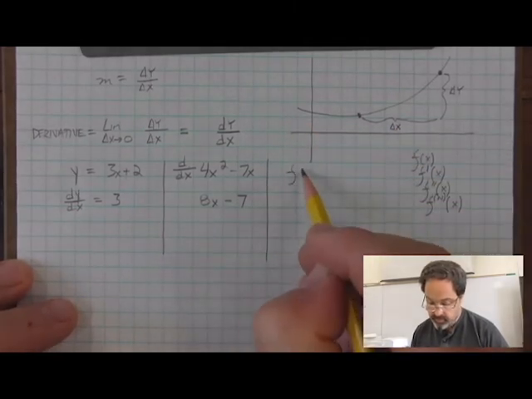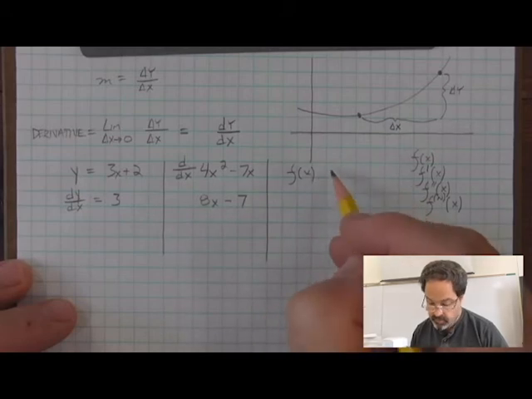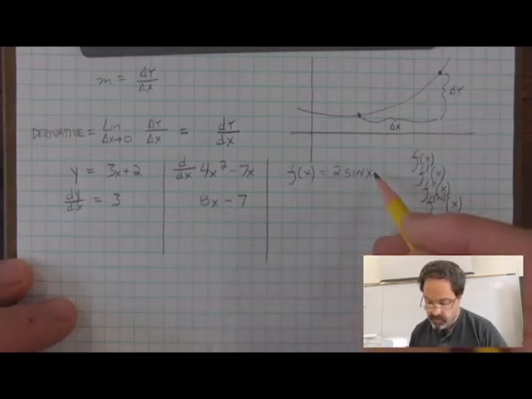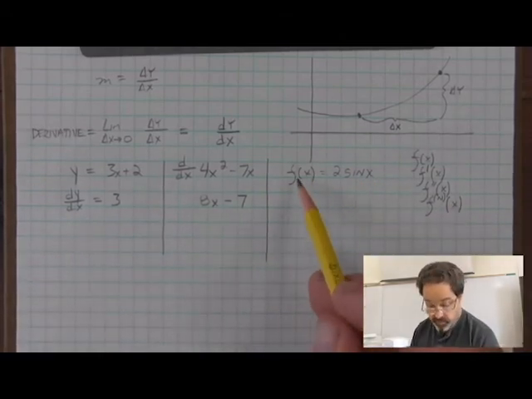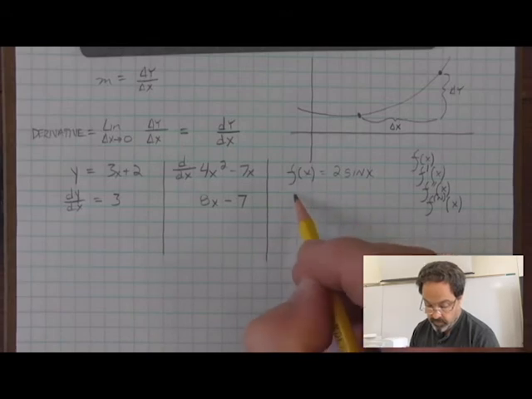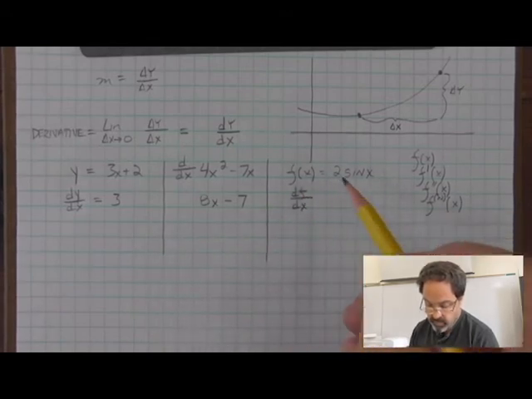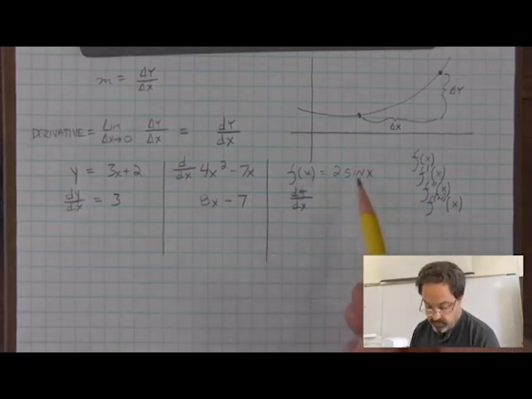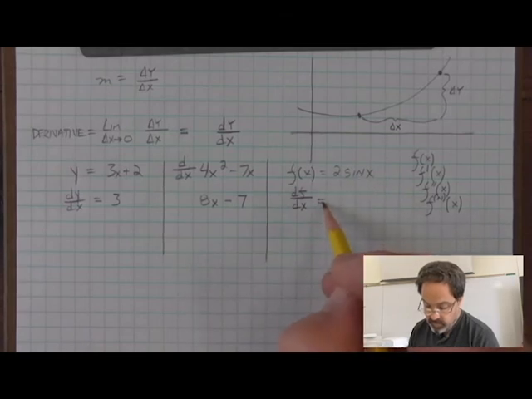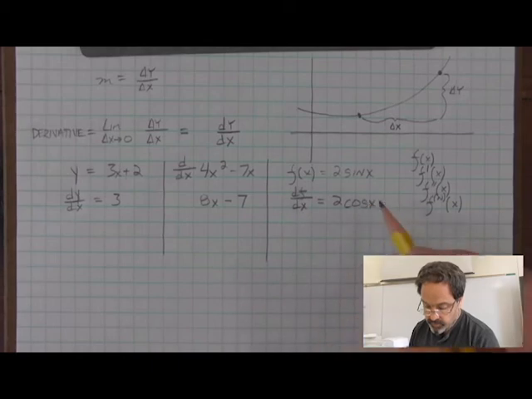One more example. If we're given a function like 2 times sine x, we don't have to use prime notation with function notation. We can ask, what is the derivative of f with respect to x? df over dx. And what I'm taking the derivative of is the f function. The f function is 2 sine x. In this case, the derivative is 2 cosine x.